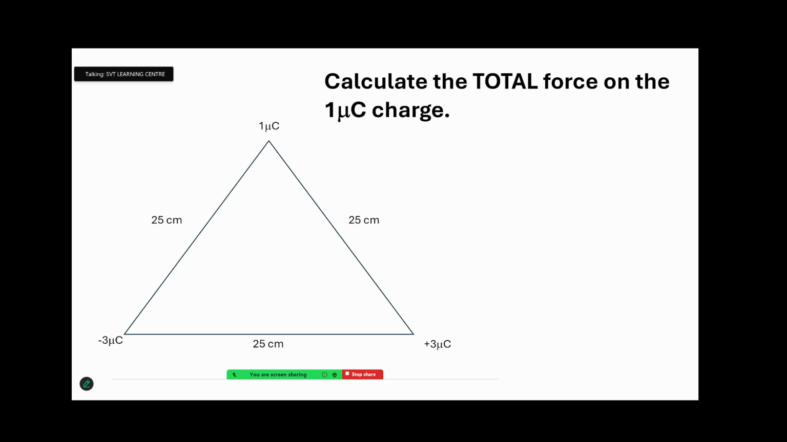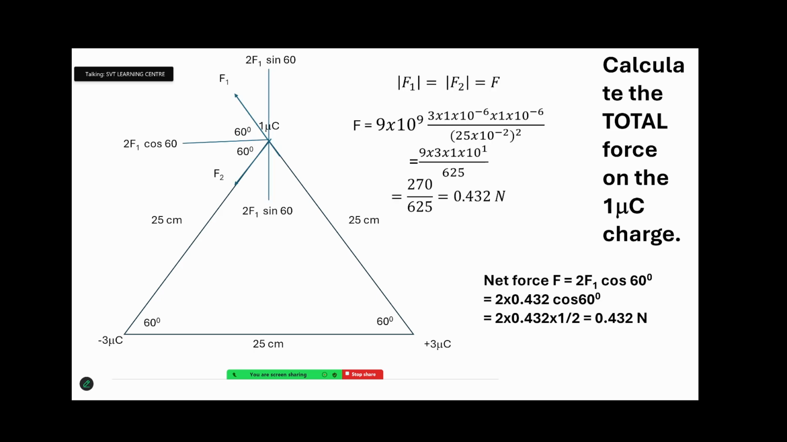Okay, let's see. First we look at the force that the 3 microcoulomb is exerting on the 1 microcoulomb charge. Since both of them are positive, it will be a repulsive force. It will tend to push the 1 microcoulomb charge away from it along the line joining the two charges.